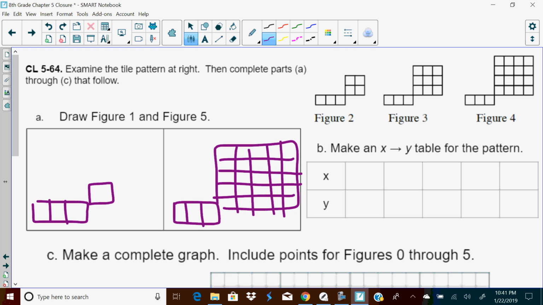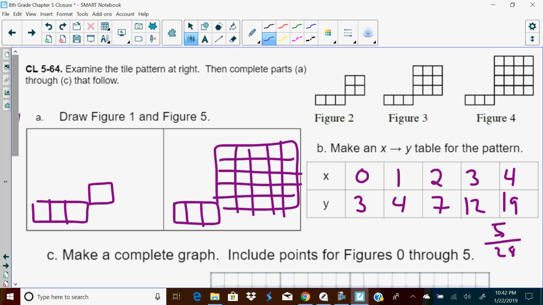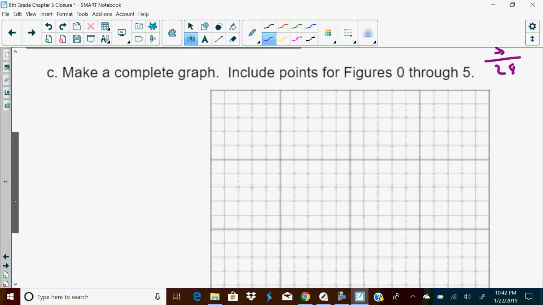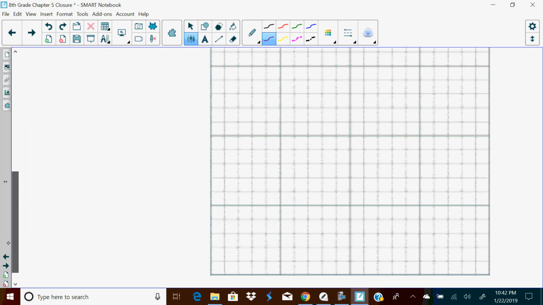So if I make my XY table, I start at 0. 0 would have actually had 3 tiles. Figure 1 has 4. Figure 2 has 4, 5, 6, 7 in it. Figure 3 has 9, 10, 11, 12 in it. Figure 4 has 16, 17, 18, 19. And then figure 5, which isn't on there, but it's 25, 26, 27, 28. Because it says in the next one, make a complete graph, include figures 0 through 5.